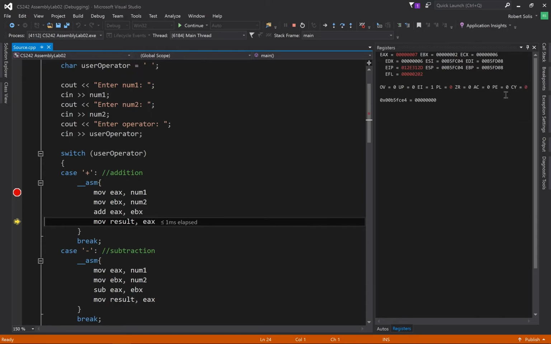And then there was no carry, so that's why we see the 0 over here, and all the other flags weren't affected by this add operation. All right, so that's why we're simply able to take this and move it over here. Okay, no big deal.